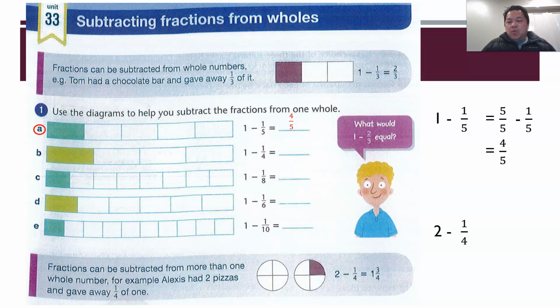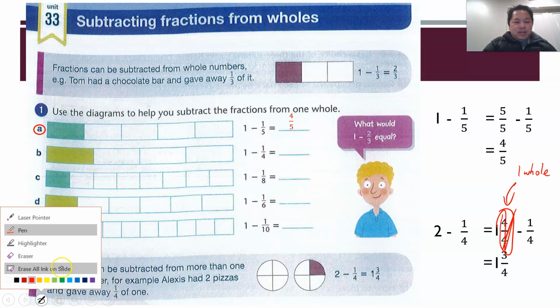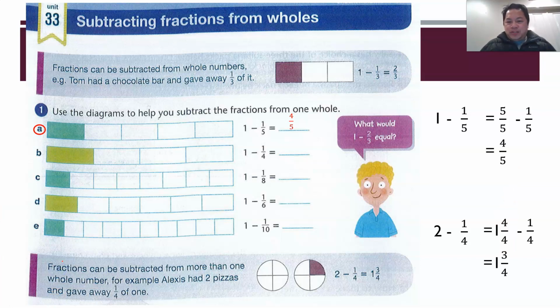So moving on to the last part of this PowerPoint slide. Okay, so 2 minus 1/4, we know that 2 wholes is actually 1 whole and 4/4, isn't it? Because we have converted this part here from one whole. Okay, so with that, I'm able to subtract the fraction. 4 minus 1 is 3, so that's how I get 1 whole and, sorry, let me erase it, erase all. So I get 1 whole and 3/4.